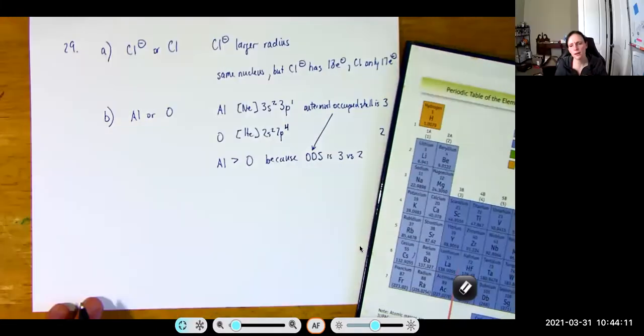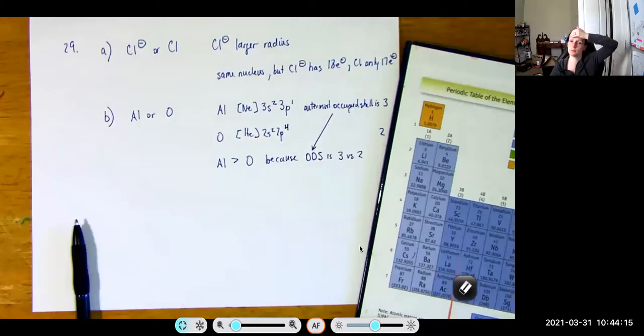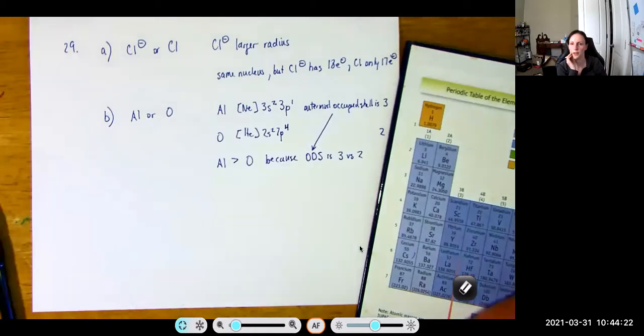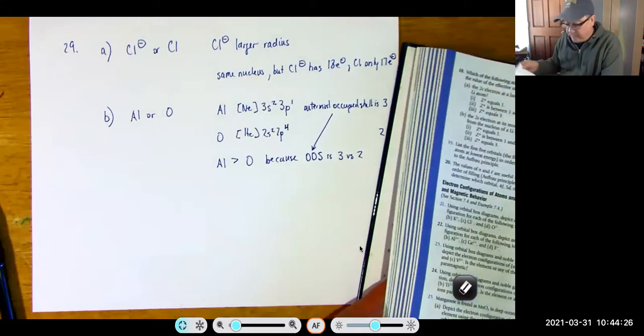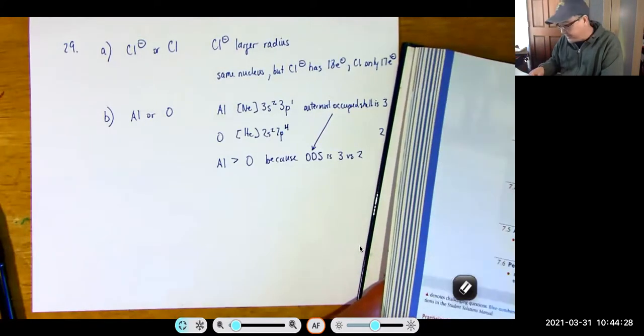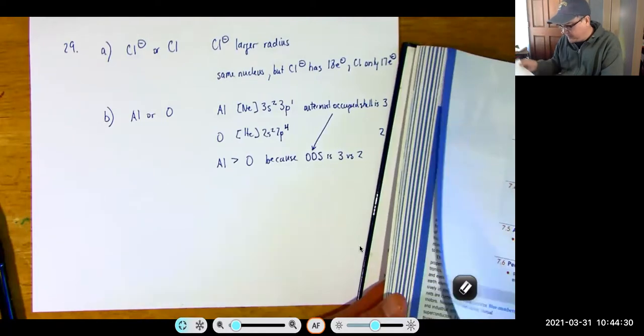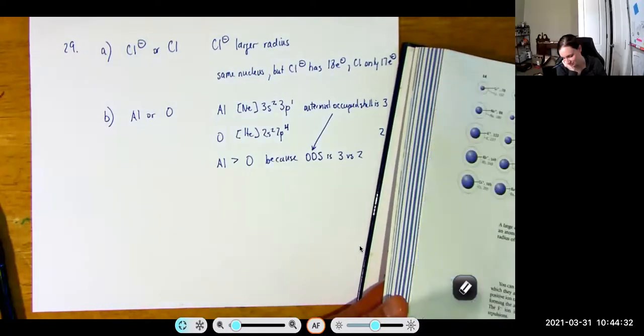So is it okay in thinking that the farther down an element is, the larger its ion or atomic radii? That's your hypothesis? Well, let's test your hypothesis. Okay.